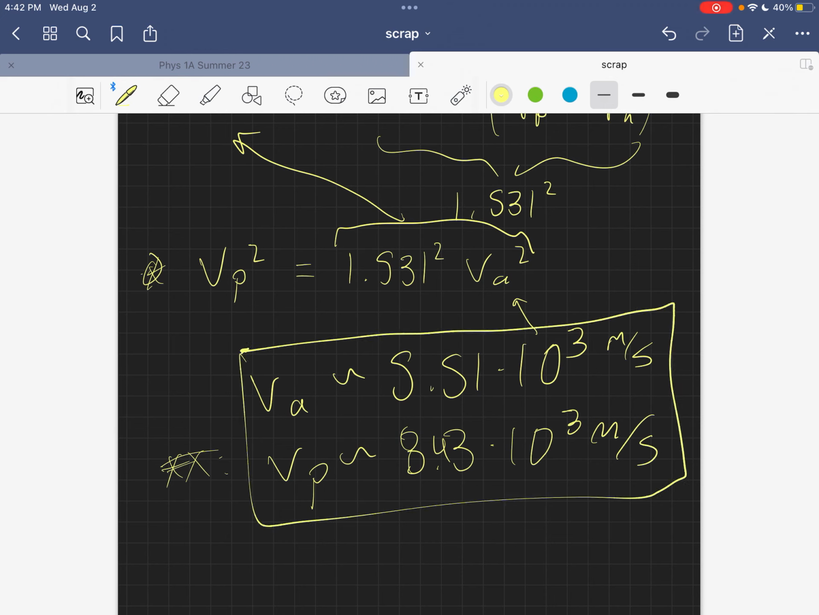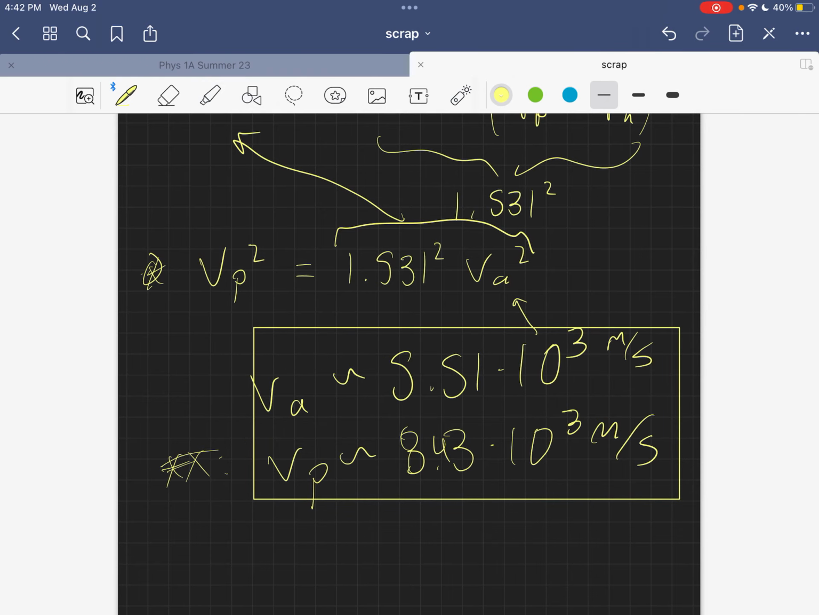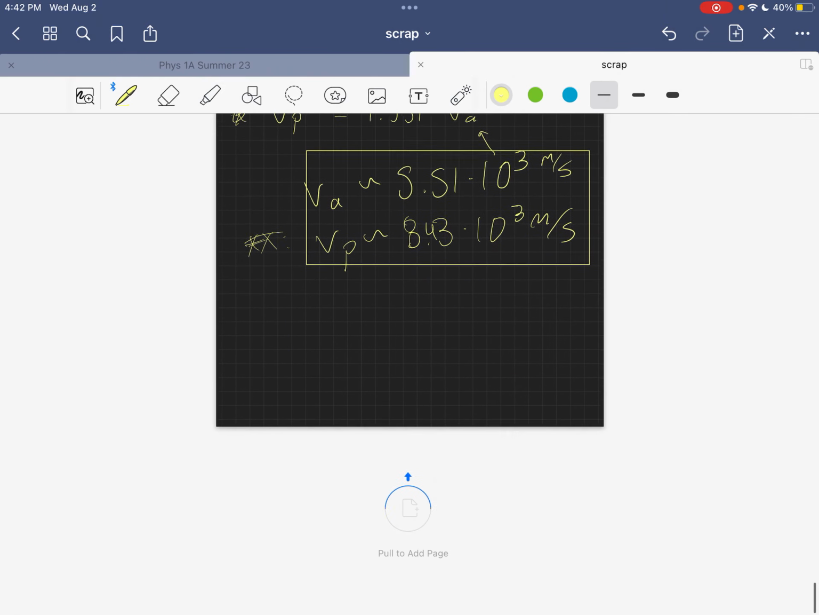So the velocity at perigee is higher. It's closer to the Earth. So you have a greater velocity. Okay?